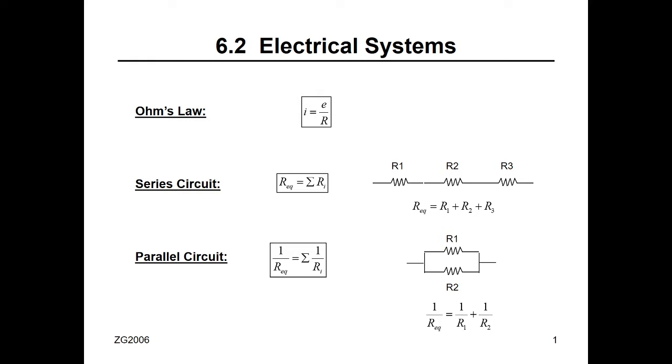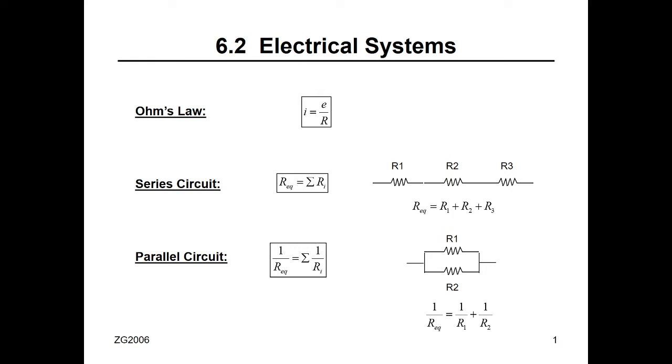In this video, we're going to continue chapter 6, the electrical systems. In the last video, we learned the basic elements of electrical systems: the resistor, the capacitor, and the inductor, in addition to the active elements, either the voltage source or the current source. Today we will learn how to model the system, how to derive the equation of motion of any electrical system.